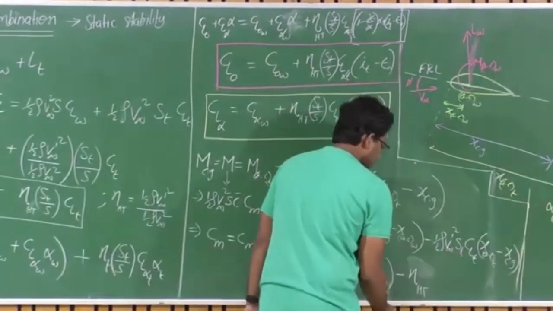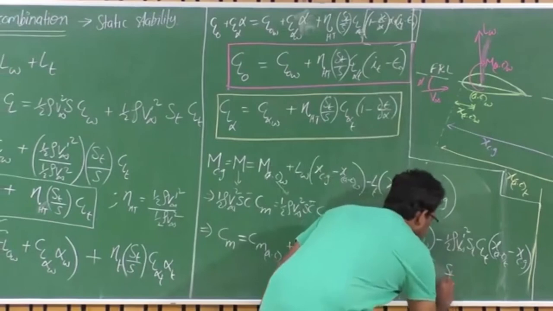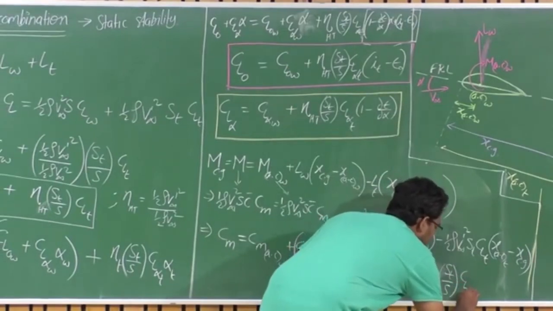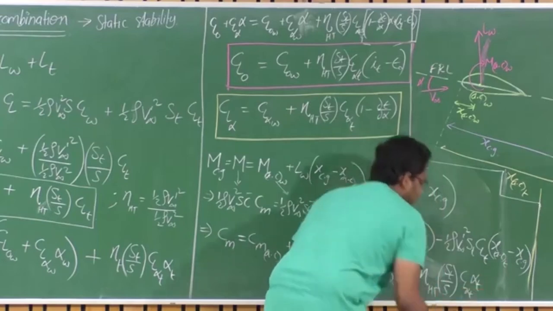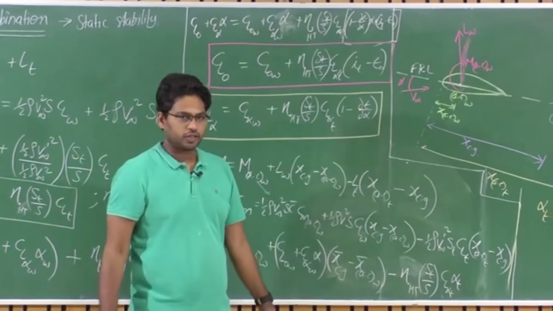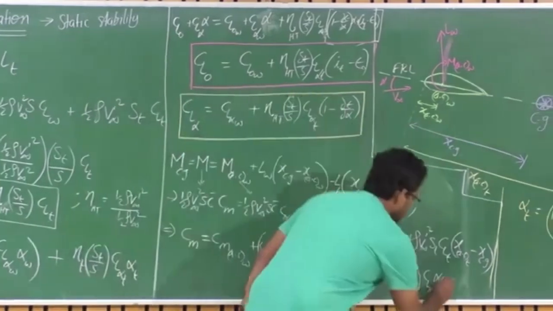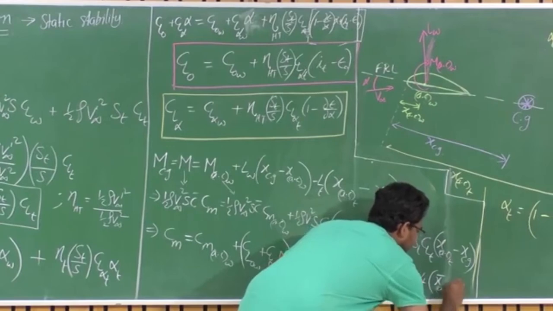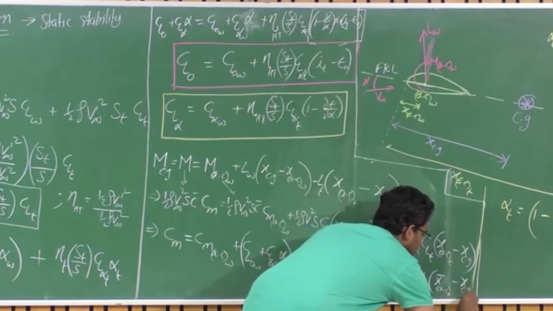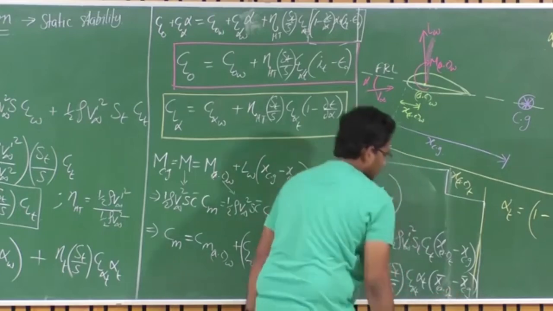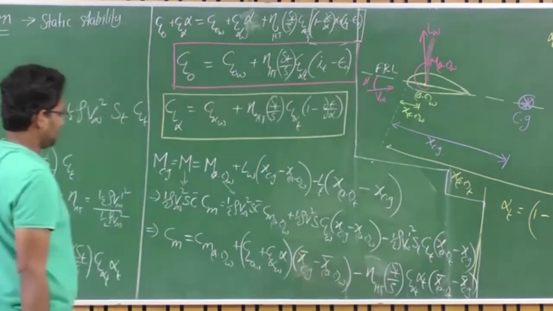Okay. What is CL of tail here? S of T upon S. Okay. So CL of tail is CL alpha of tail times alpha at the tail, right? Because it's a symmetric airfoil, CL naught of the tail is 0. Multiplied by the moment arm X bar AC of tail minus X bar CG. So this is X bar AC of tail. So this is the moment arm here, right?